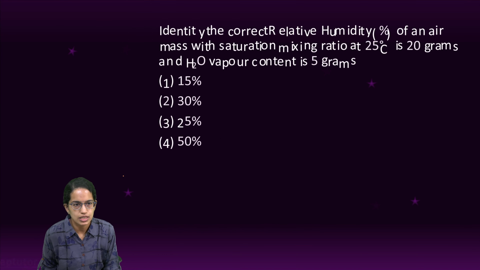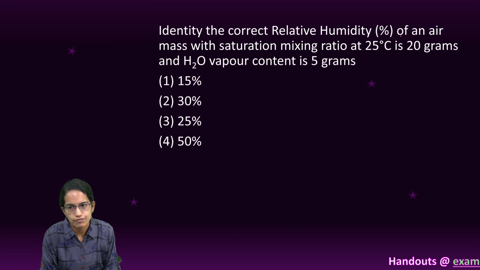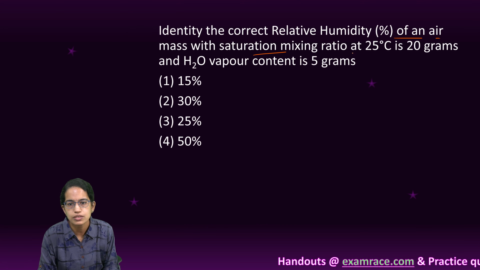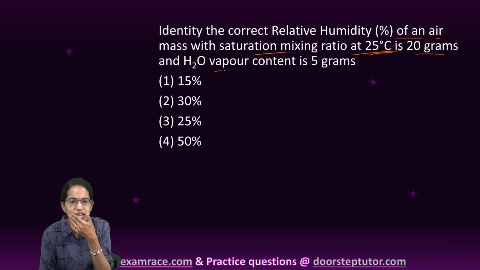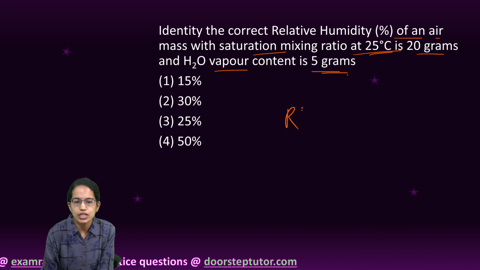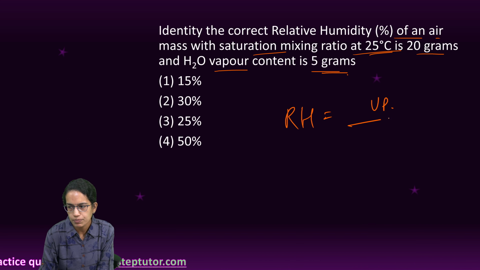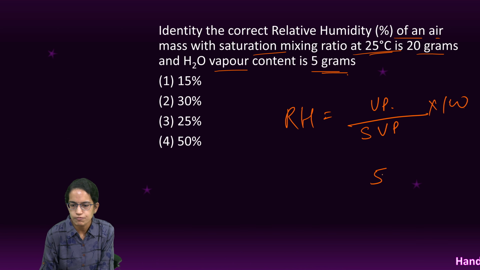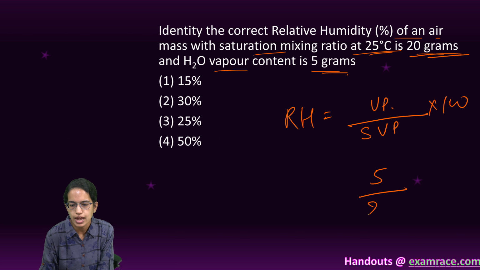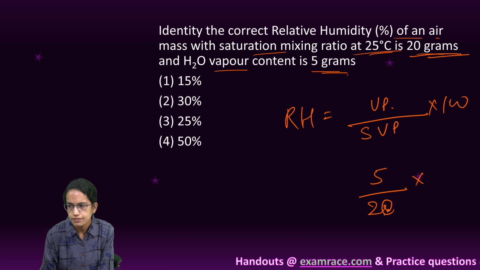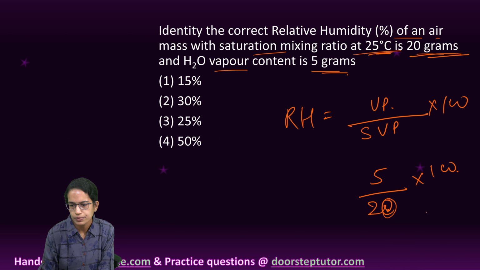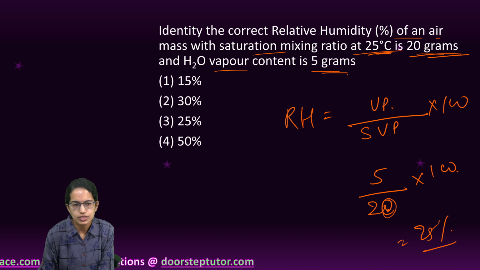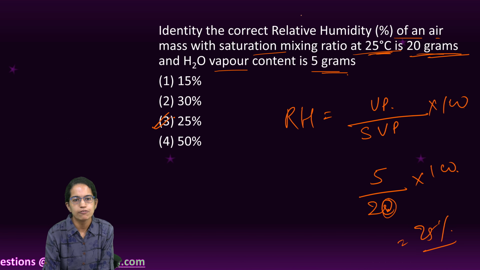The next question here is, identify the correct relative humidity of an air mass with a saturation mixing ratio of 20 grams at 25 degrees Celsius and water vapor content of 5 grams. So relative humidity, how do we calculate? It is the vapor pressure divided by the saturated vapor pressure, times 100. So what is the vapor pressure? 5. Saturated pressure is 20 grams, and this is at 25 degrees Celsius. So I simply solve this and I get 25%.